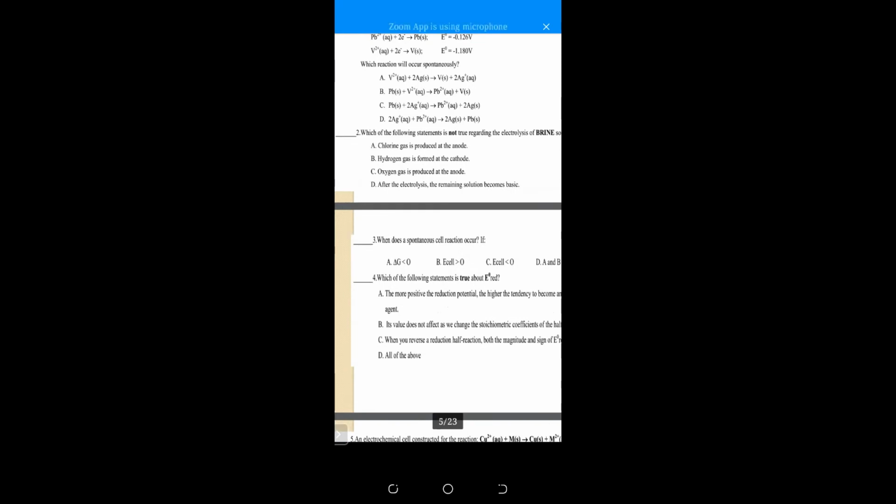Okay, number 2, I'll do it this way. The marker is not working for me, that's why number 2. So do number 1: E of cell. You know the formula, E of cell is equal to E of reduction at cathode minus E of reduction at anode. Do it, and if E of cell value is positive, it will be the answer.